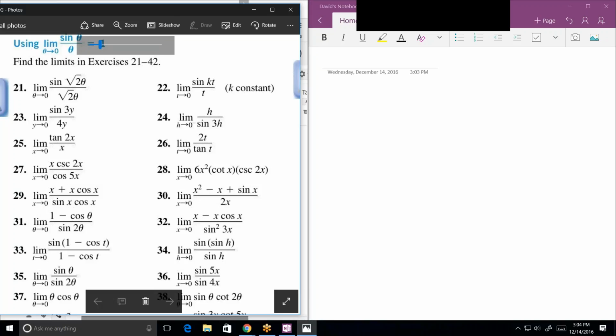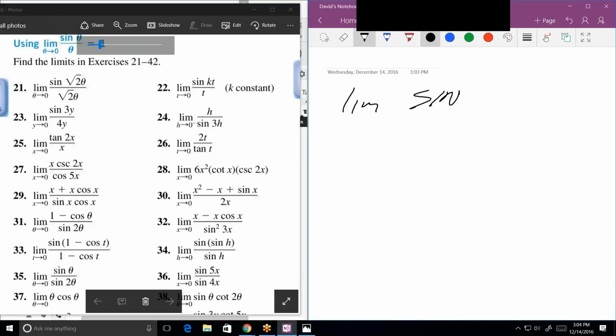What is the limit of the sine of x over x as x goes to 0? This is the one they want you to just memorize. 0 over 0. Well, that's what you get from direct substitution, but this limit is equal to 1 by definition, so to speak.